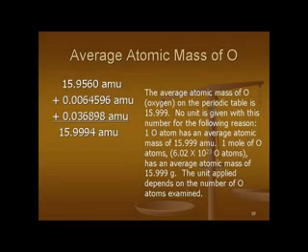1 mole of oxygen atoms, which is 6.02 times 10 to the 23rd oxygen atoms, and this is a quantity we'll talk about later in the course, has an average atomic mass of 15.999 grams. The unit applied depends on the number of oxygen atoms examined. And we'll talk about that more later. Don't let that confuse you. It will actually simplify life for us down the road.